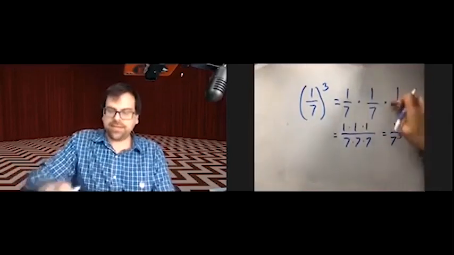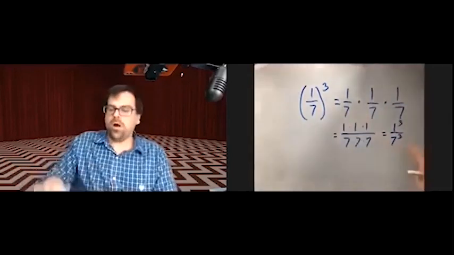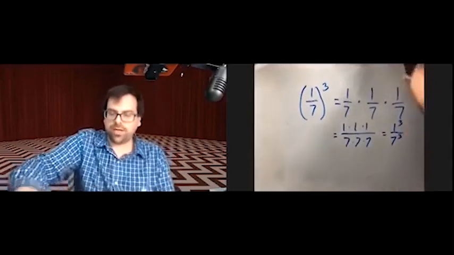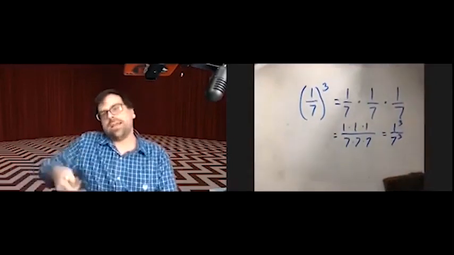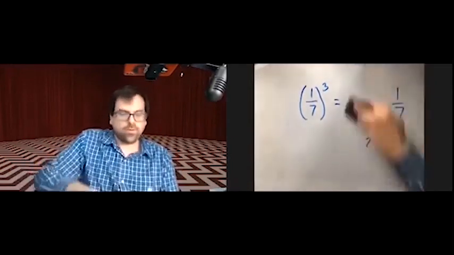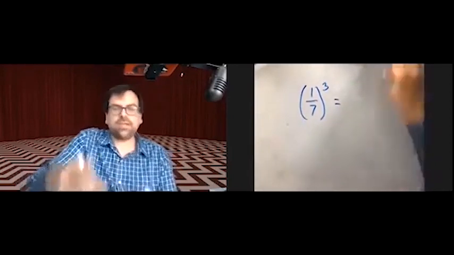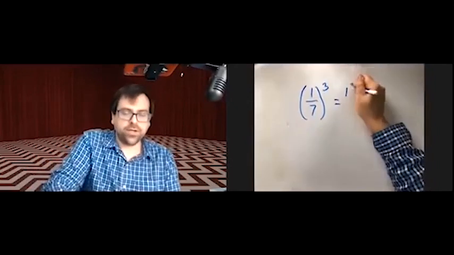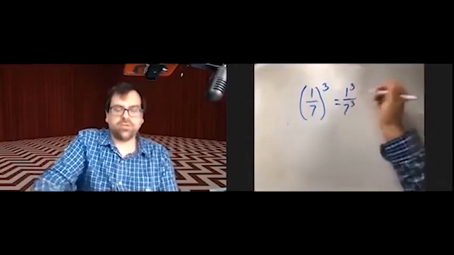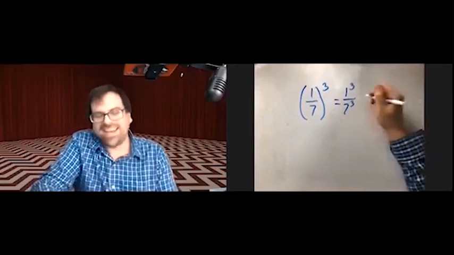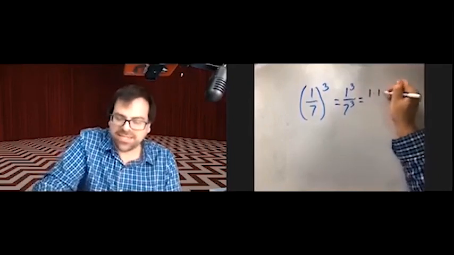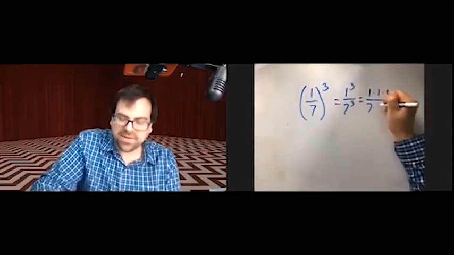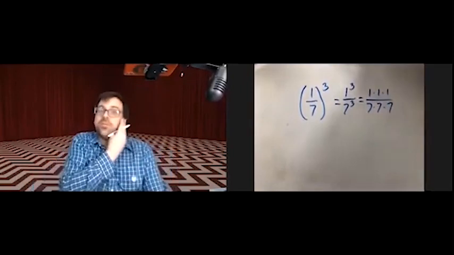So these steps here, we don't really need. We're always going to have this little shortcut. So I'm going to write it again. 1/7 cubed equals what? It means 1 cubed over 7 cubed. And then at that time, we still need to expand it so that we could do the work.